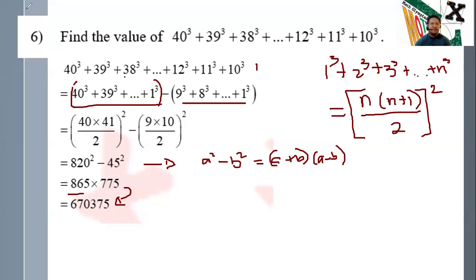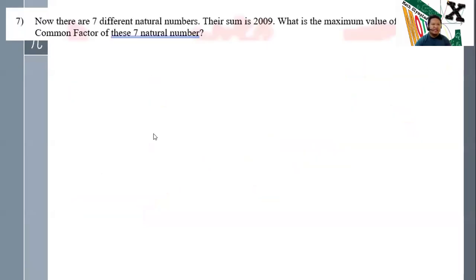Okay, for this one, let's move forward. I think no question for that; everything is clear for that number. Let's go to question number 7.